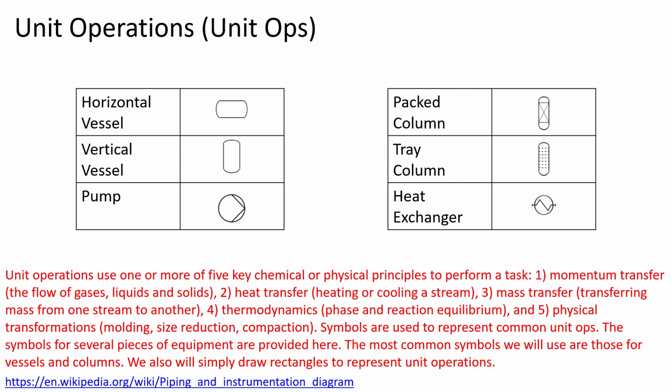Symbols are used to represent common unit ops. The symbols for several pieces of equipment are provided here. The most common symbols we will use are those for vessels and columns. We also will simply draw rectangles to represent unit operations.